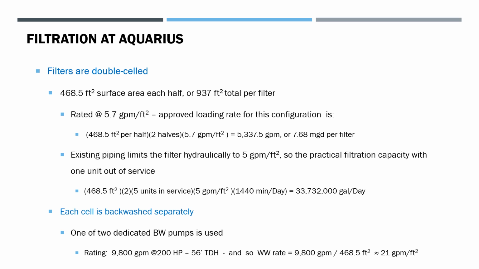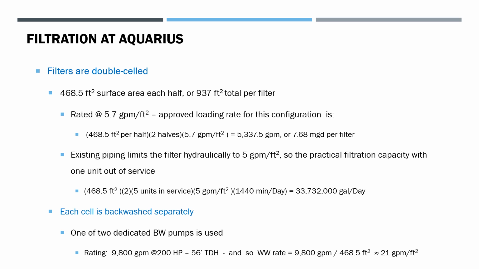So if you take the total square feet of a filter, multiply it times the 5.7 gallon per minute per square foot, you see that each filter is worth about 5,337.5 gallon per minute, or about 7.68 million gallons per day. So that works out to quite a bit of filtration capacity, but the existing piping limits the filters hydraulically to 5 gallon per minute per square foot.